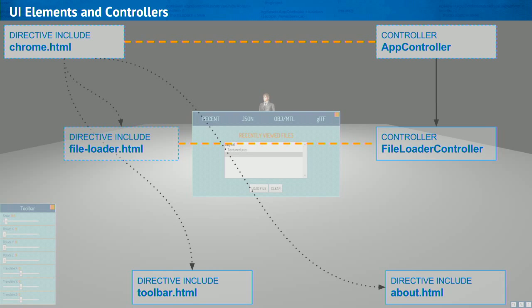Subsequently, it'll load all these other directive includes, including the file loader, which is front and center. Notice that the directive include for the file loader correlates to the file loader controller. So I only use 2 controllers, but there's so much logic in the file loader controller, I decided to associate that logic with the file loader.